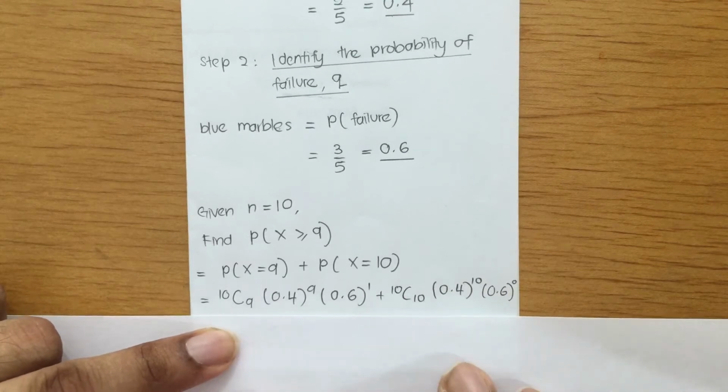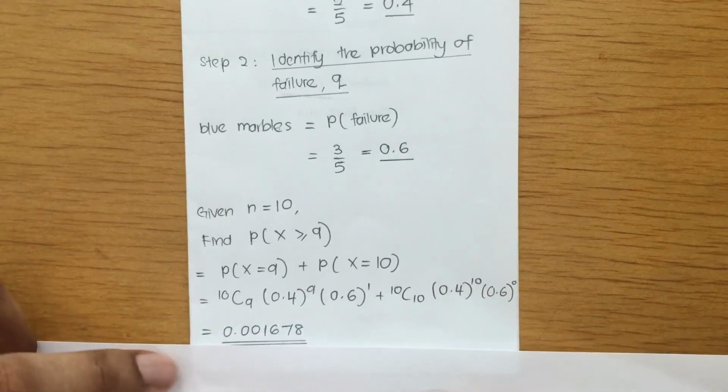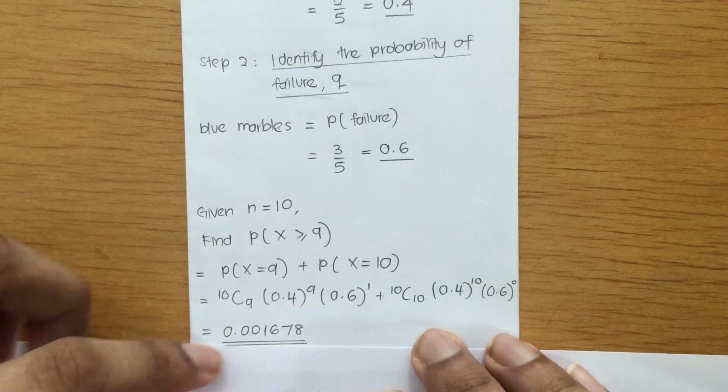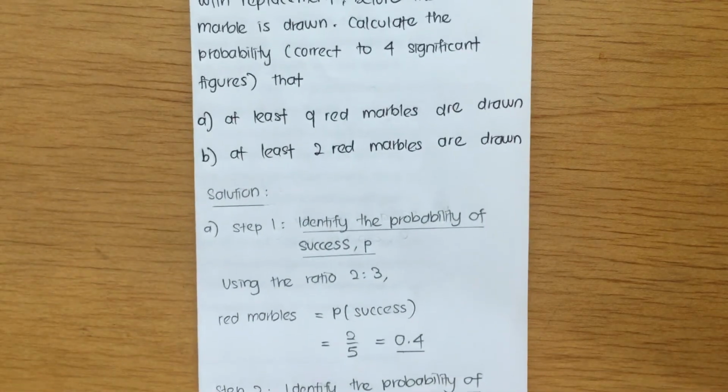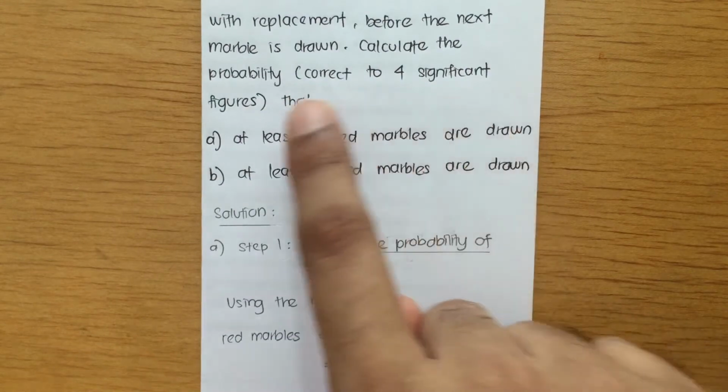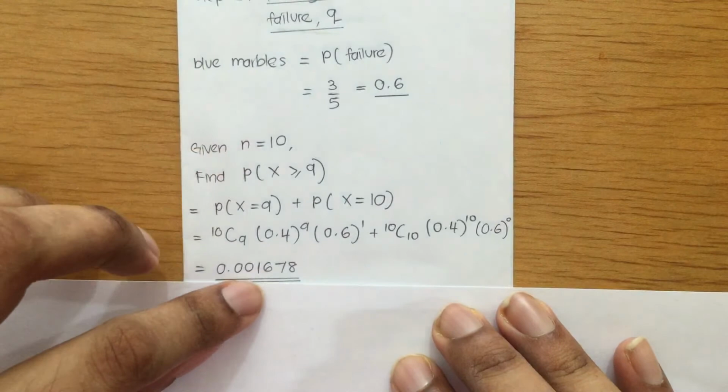So you add them together, and you should get your answer 0.001678. Okay, why did I leave it in 4 significant figures? Because the question mentioned it. The question here asks us to correct to 4 significant figures. That's why we limit our answer in this way.